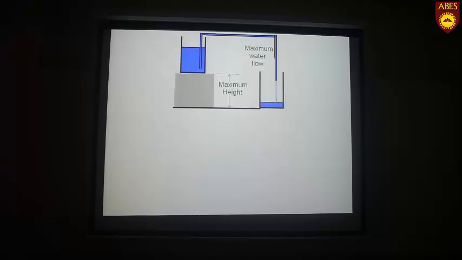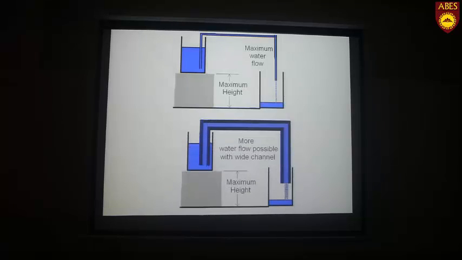Another factor is what? It is this pipe itself. If we can take a pipe which is of higher width than this, a bigger pipe than this pipe, let's see this. If you have a broader pipe, then more water can flow at the same moment rather than the previous case.